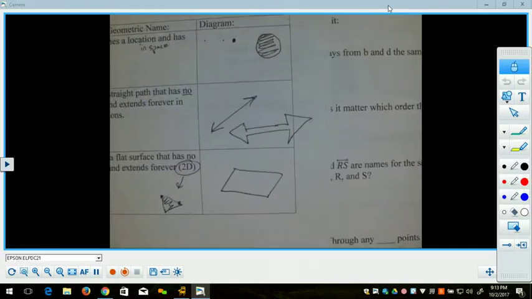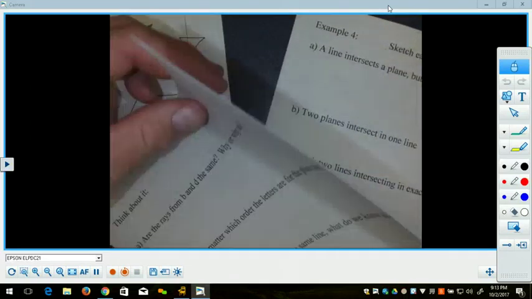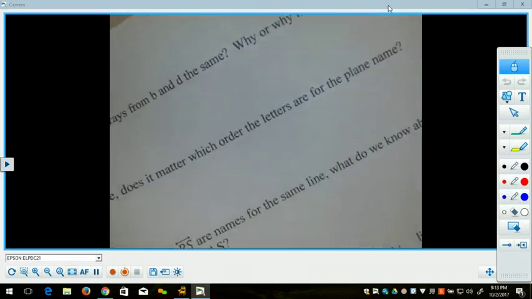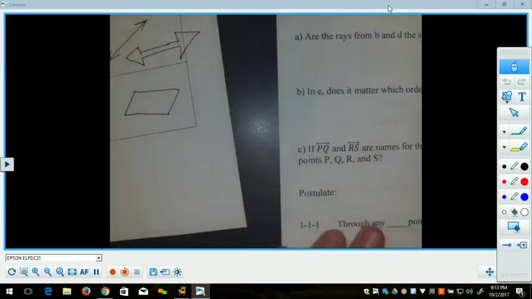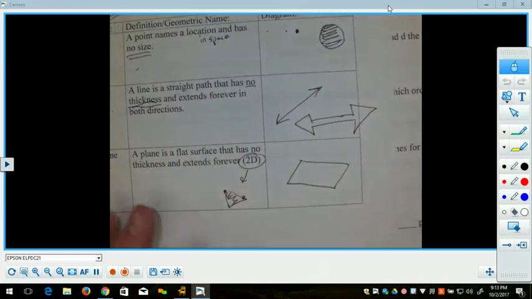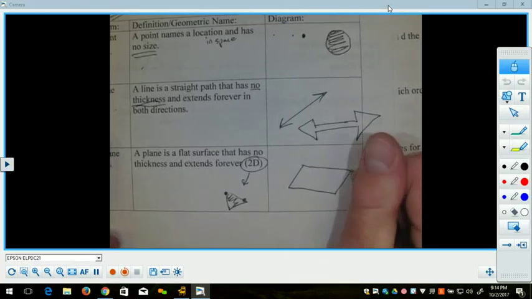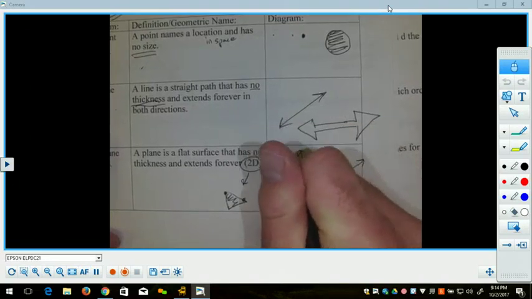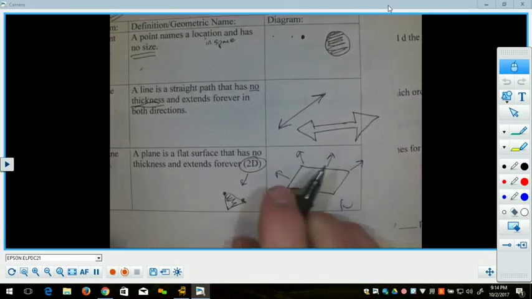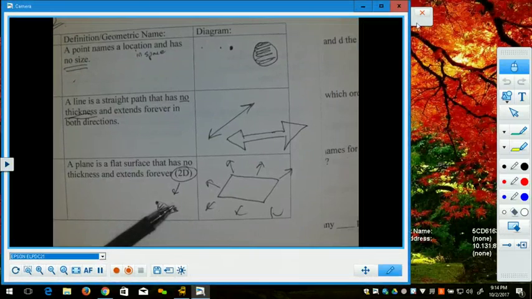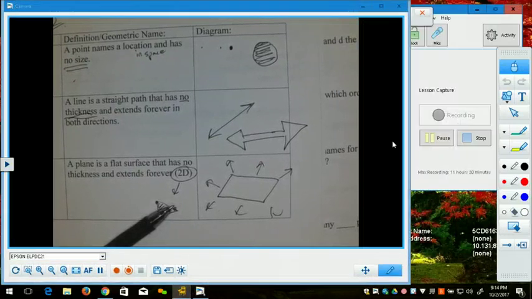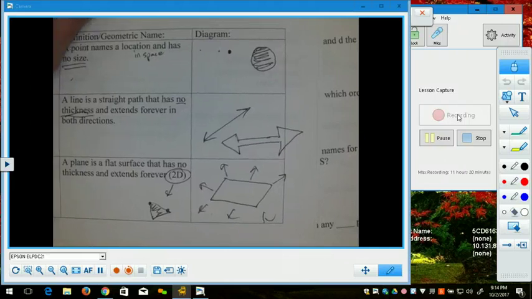A plane could be as thin as this sheet of paper right here. It could be as thick as your textbook. It could be as thick as the concrete floor underneath our desks at school. It could be as thick as the desks. So there is no definitive thickness, and it's said to extend forever. So it goes in this direction, and all of these directions infinitely. So a plane has no definitive thickness.